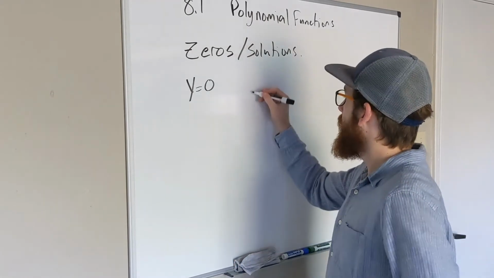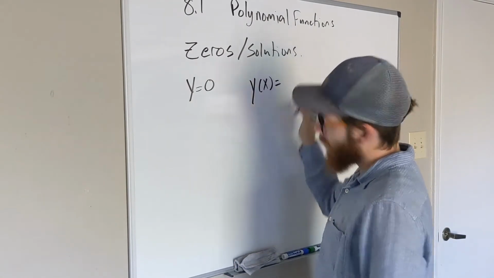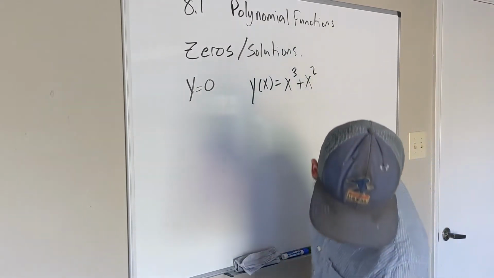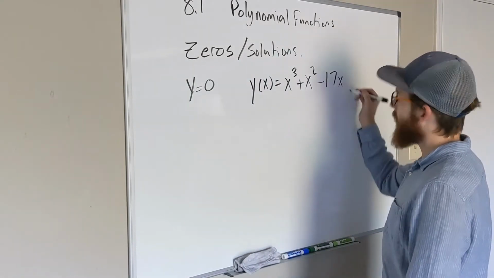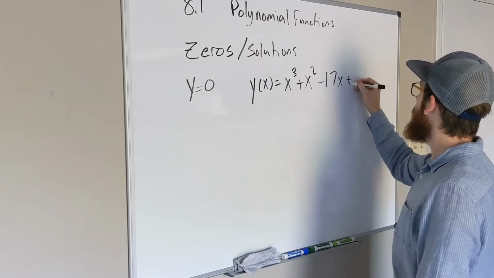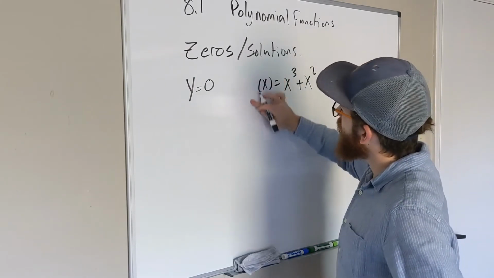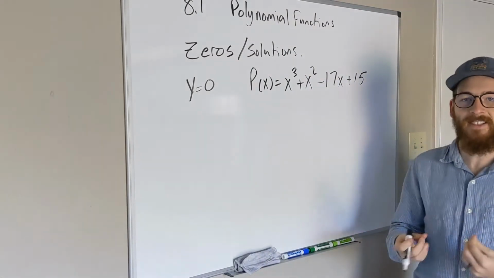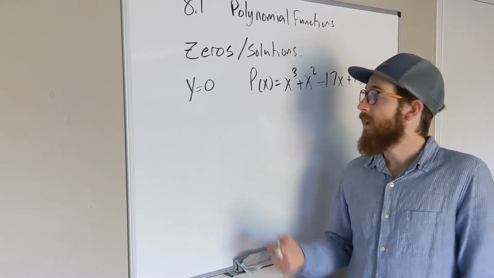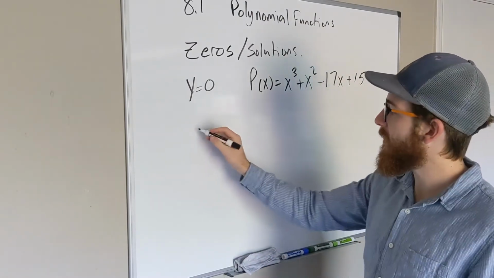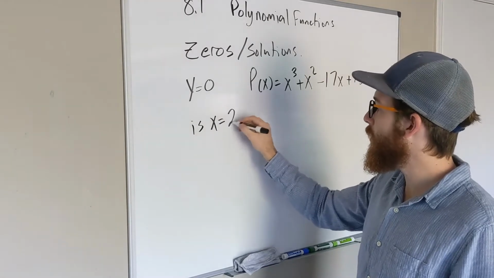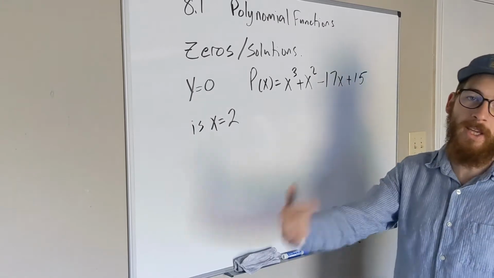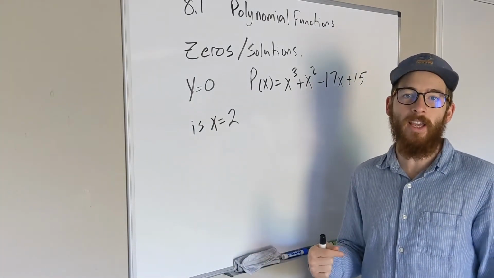So how about, if I say y of x equals x cubed plus x squared minus 17x plus 15. Okay, and I'll go ahead and just change this to p of x, which I was saying a second ago. So if I have this function here and I want to test if something is a zero, then I just plug it in. If I ask, is x equal to 2 a zero for this function, I just plug 2 in, and what should my value for y be whenever I get my result?